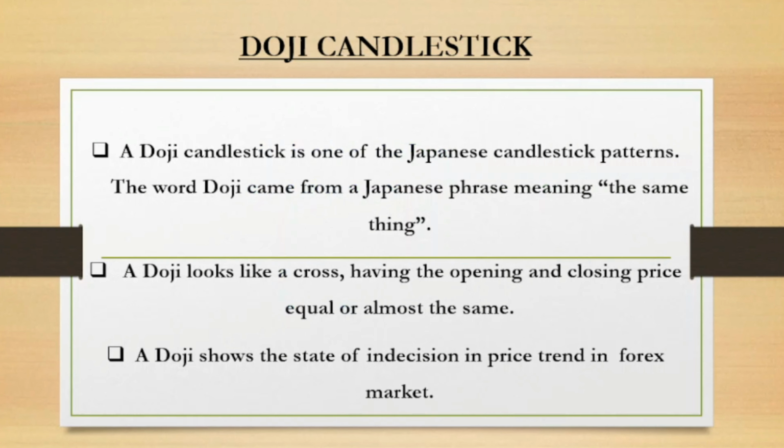The word doji came from a Japanese phrase meaning the same thing. So doji candlestick is one of the Japanese candlestick patterns that look like a cross. It has the opening and the closing at the same price. A doji shows you the state of indecision in the price trend in the forex market. And as a trader with proper understanding of doji candlestick, it will help you to know where to enter the market and when to exit the market.